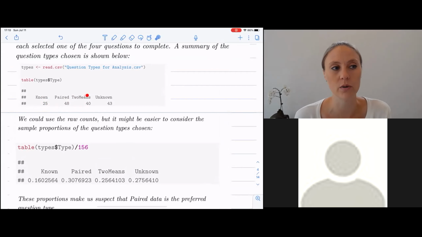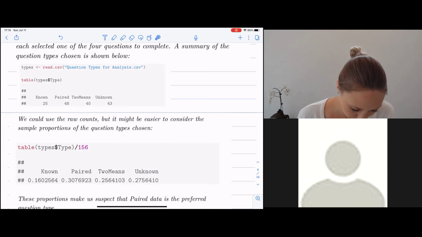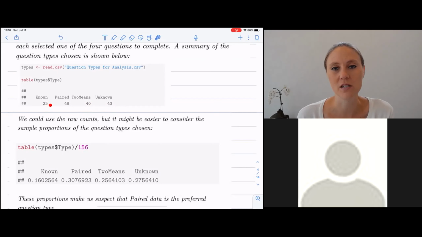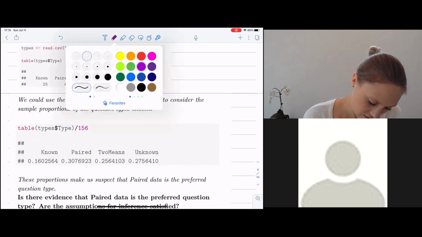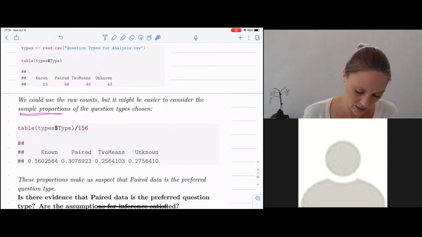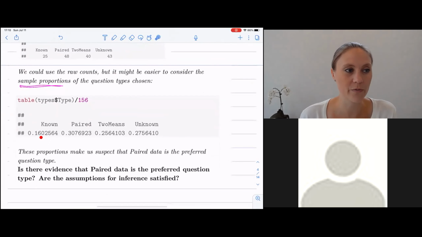Depending on which category we're talking about here, and notice I'm saying category because this is categorical data, and that is what we're analyzing. We're talking about proportions here, so it makes sense to convert these to proportions. We could use the raw counts, but it might be easier to consider the sample proportions of the question types chosen. For the sigma known, it was 16%, paired 30.8%, two means 25.6%, and sigma unknown 27.6%, roughly.